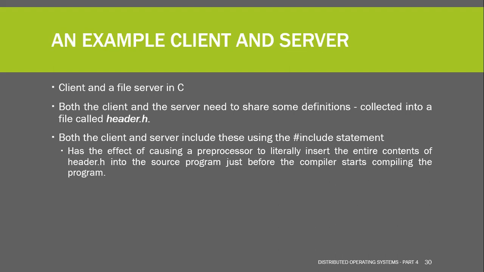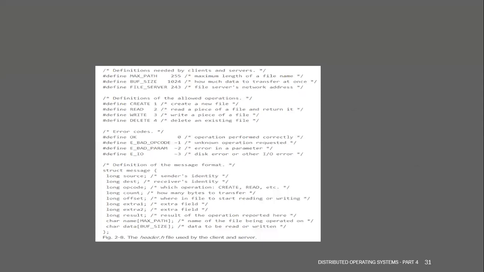For a client and a file server in C, both the client and the file server need to share some definitions, collected into a file called header.h. Both the client and server include these using the #include statement. It has the effect of causing the preprocessor to literally insert the entire contents of header.h into the source program just before the compiler starts compiling the program.